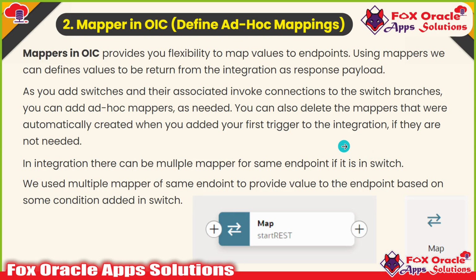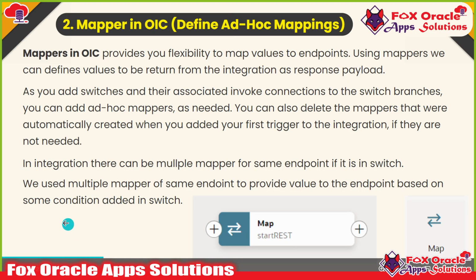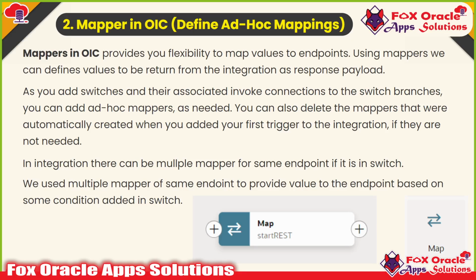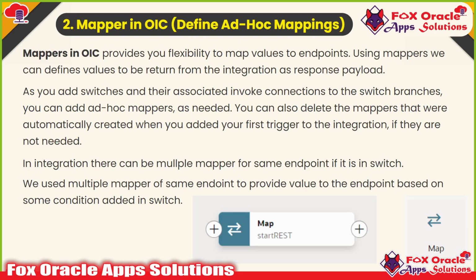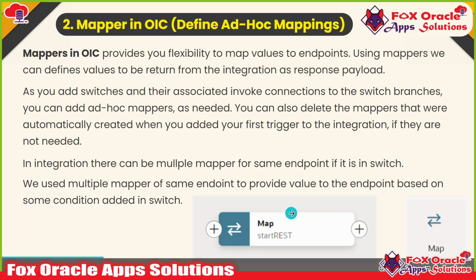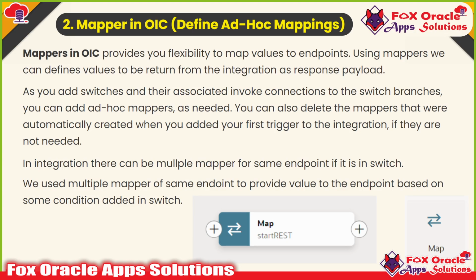We have another one, which is the mapper. In OIC we are already aware that the mapper helps us provide the values to the endpoint. For example, we added one endpoint and that endpoint required some values, so that's why we are using a mapper. For example, we created an app-driven integration, and when we configure it to return a response, by default a mapper gets added. We saw that in our previous practical videos.